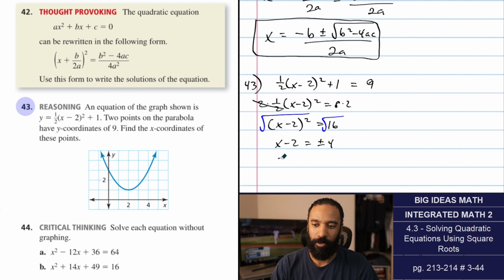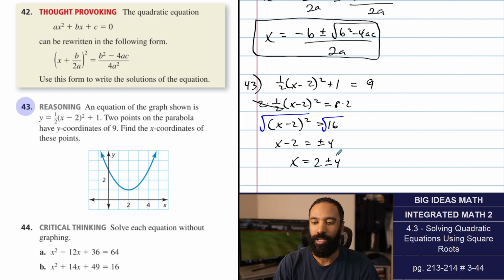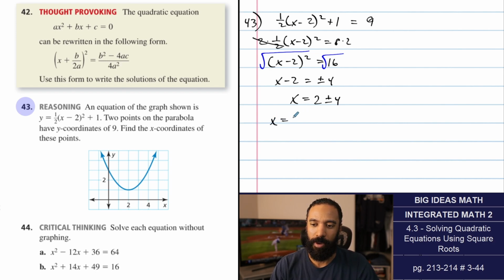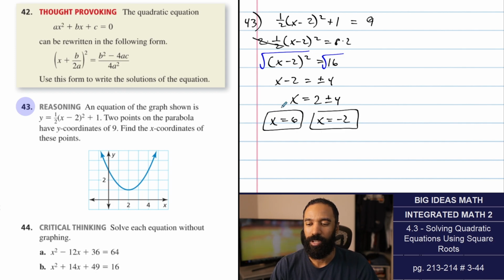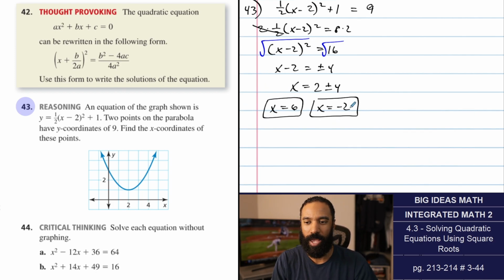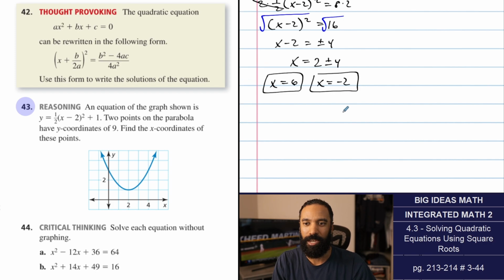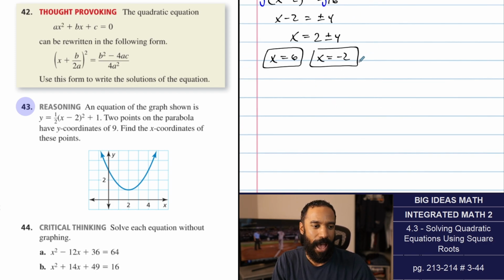I'm having so much trouble writing as I talk. We get x equals 2 plus or minus 4. 2 plus 4 is 6. 2 minus 4 is negative 2. And that's what I stated, 6 and negative 2. Those are both 4 away from 2 and 8 up from 1. 8 being half of 16. And half being our vertical compression factor.